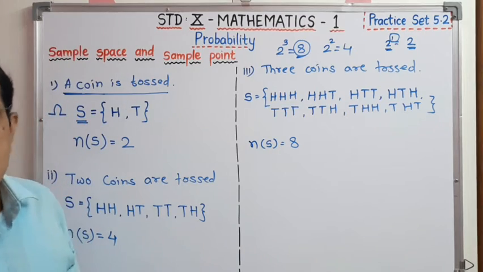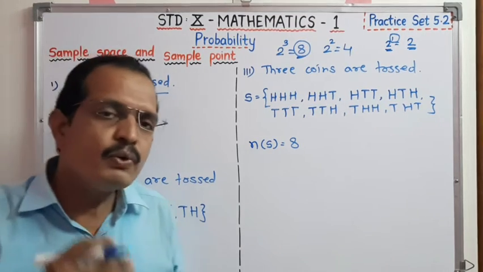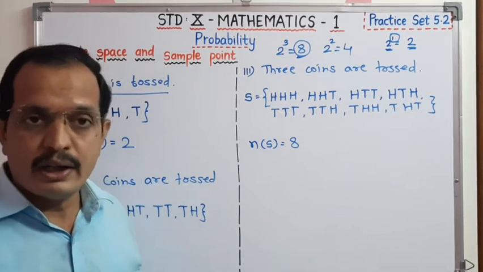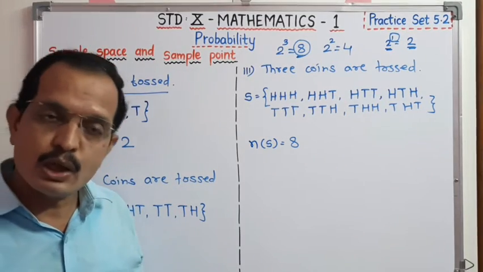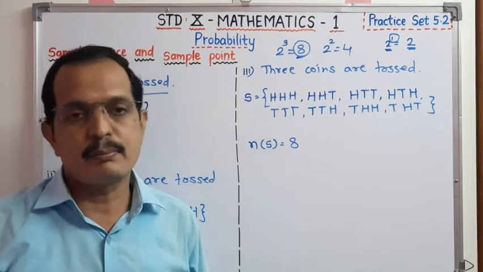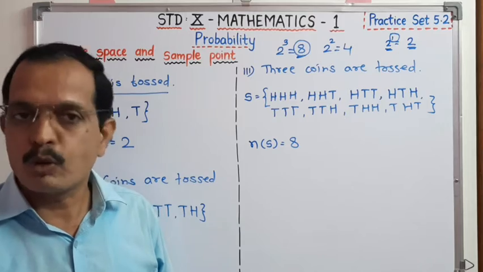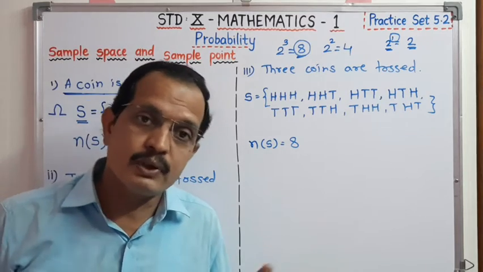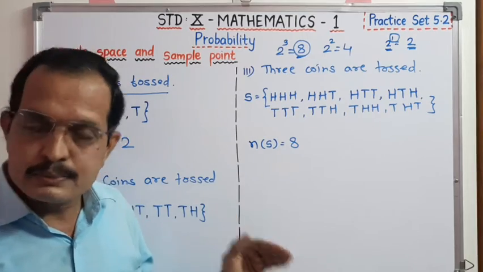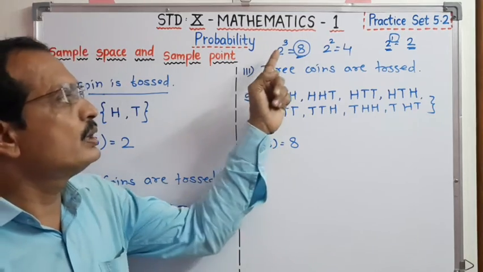Got it? Dear student, further we have to find out the probability. And for finding out the probability, we must know how to write the sample space. Without knowing the sample space, we can't find out the probability. We can't solve the sum further. Therefore, you must know how to write the sample space and how to find out the number of sample points.